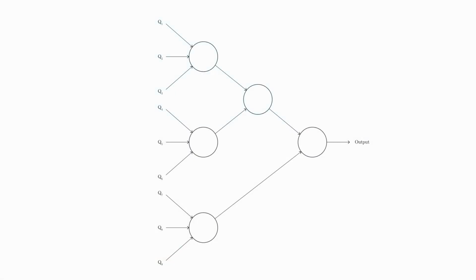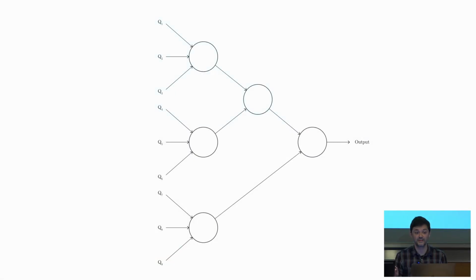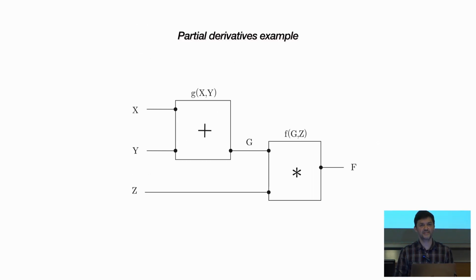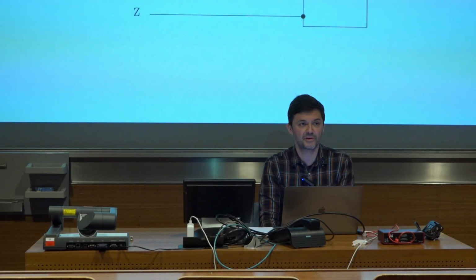But it has a certain quirk, which is that it is binary. It is a binary model. And remember this thing that we did last time? We calculated the partial derivatives of this kind of chain. Do you remember this?